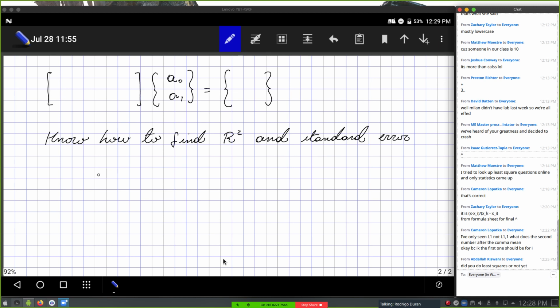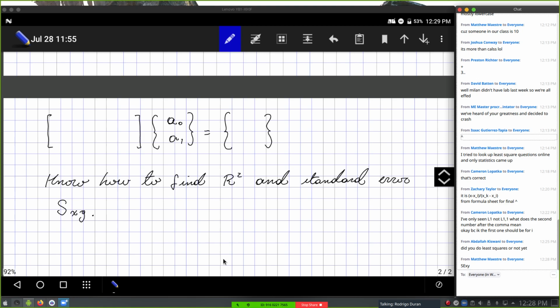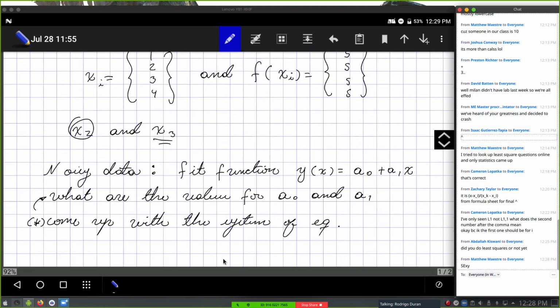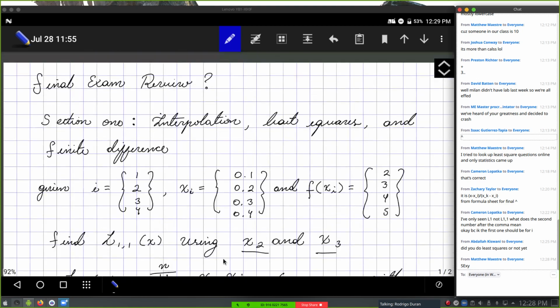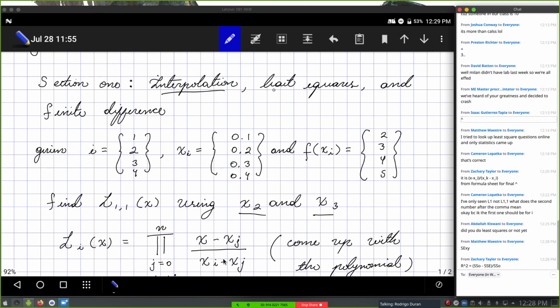which I think is something like Sxy. I think that's the notation that they use. So these two, you definitely need to know how to find them. You will be asked to find them on the exam. This is all that has to do with the first section of the exam. So again, just a quick recap. The three main things, as I mentioned, you will be doing are interpolation, least squares, and finite difference.